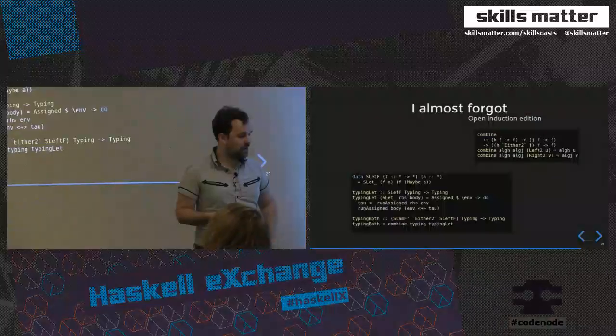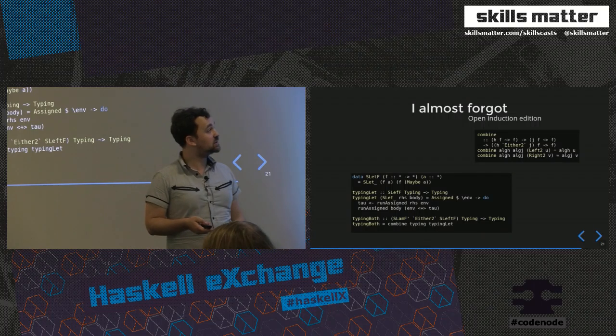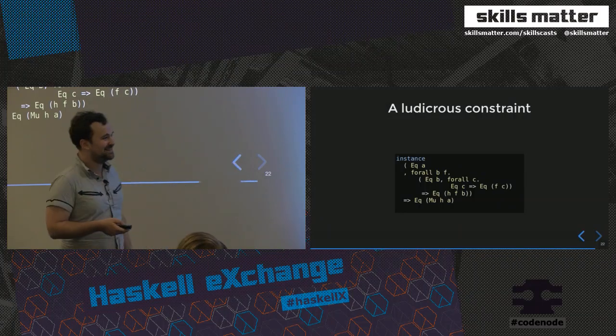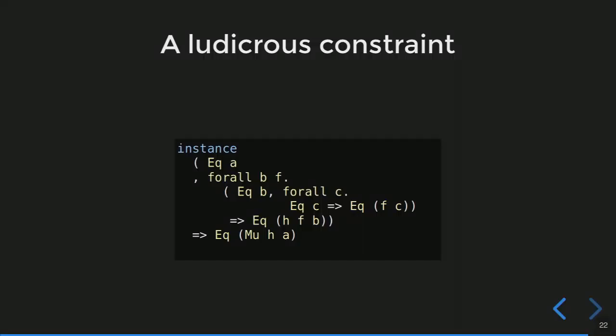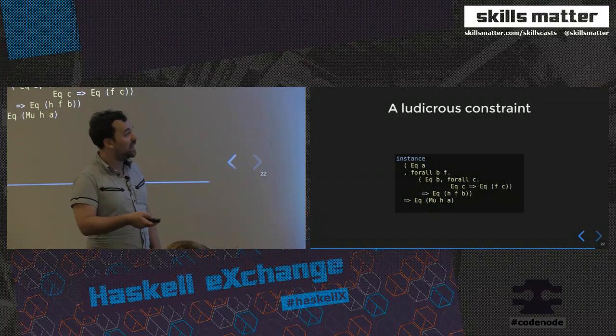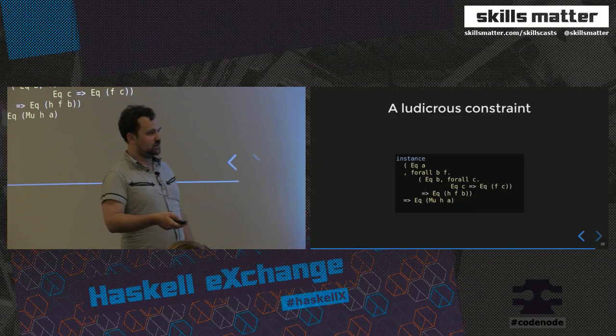So I'm getting to the end of what I wanted to say. So I'll conclude on something about quantified constraints again. They can get interesting. This one is the equality for the Mu thing for functors of functors. So it says literally that if H is such that for all F such that Eq C implies Eq (F C), and then H is Eq2, then of course Mu H is also Eq.